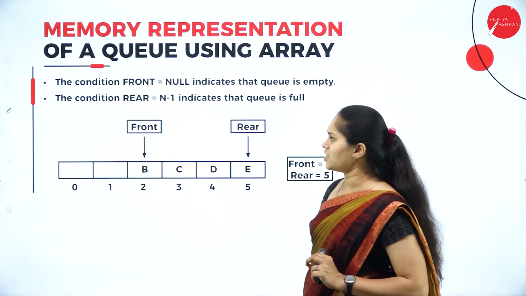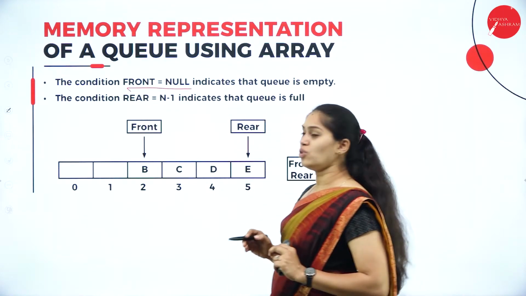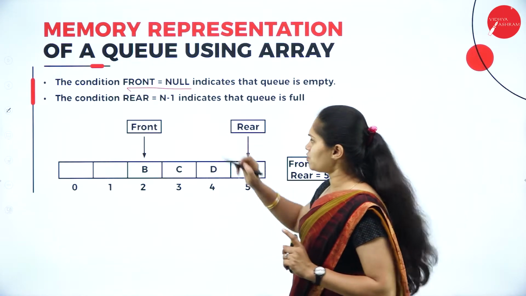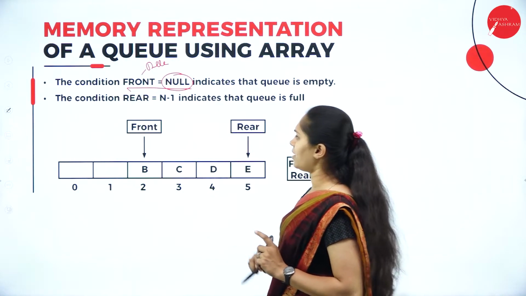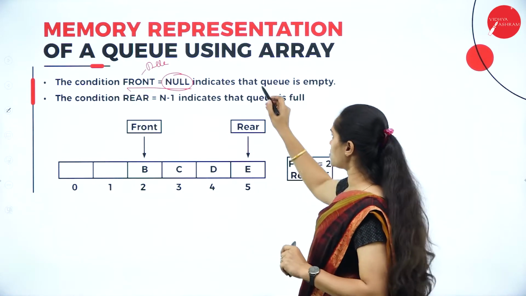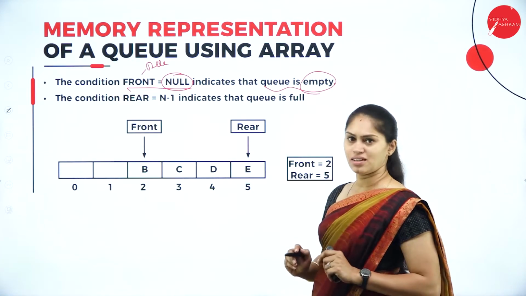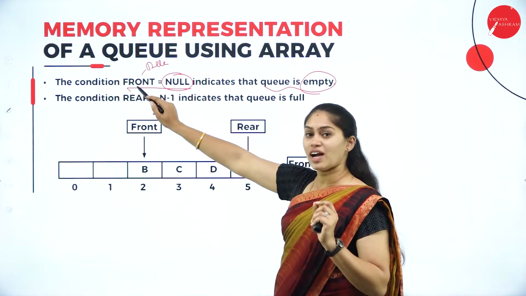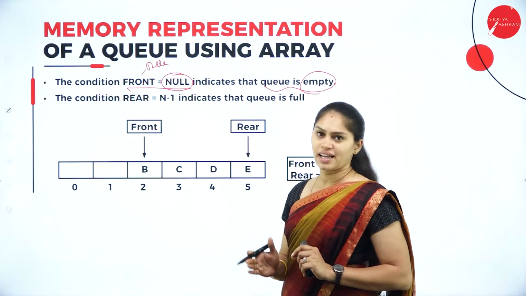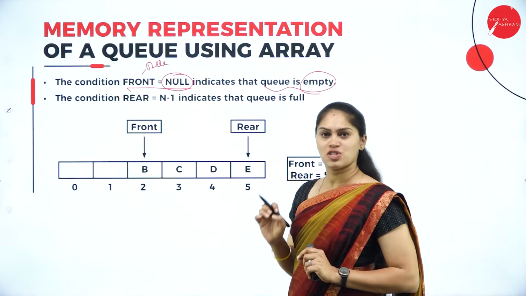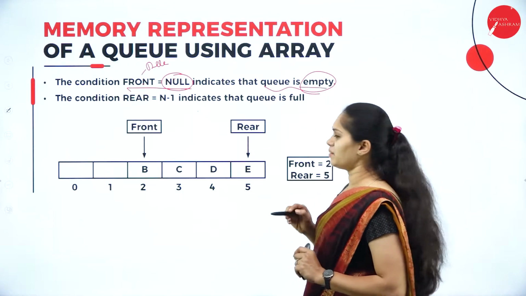We'll see the first condition here: front is equal to null. Why are we going to use this front? Mainly to delete the element. If I don't have any element to delete, that indicates the queue is empty, right? From the front pointer, we are going to delete. If the front pointer is null, that indicates we don't have any elements to delete. That's why the queue will be empty.